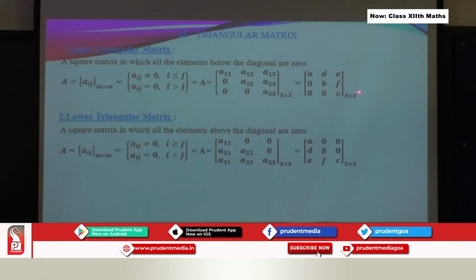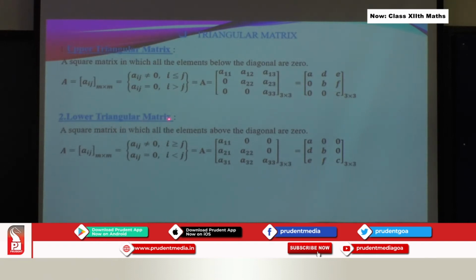Below this diagonal all three entries are 0. And again here I am taking a square matrix. Why square matrix? Because when you talk about square matrix, your diagonal is defined properly. You can see here above there are 3 elements, below also there are 3 elements.